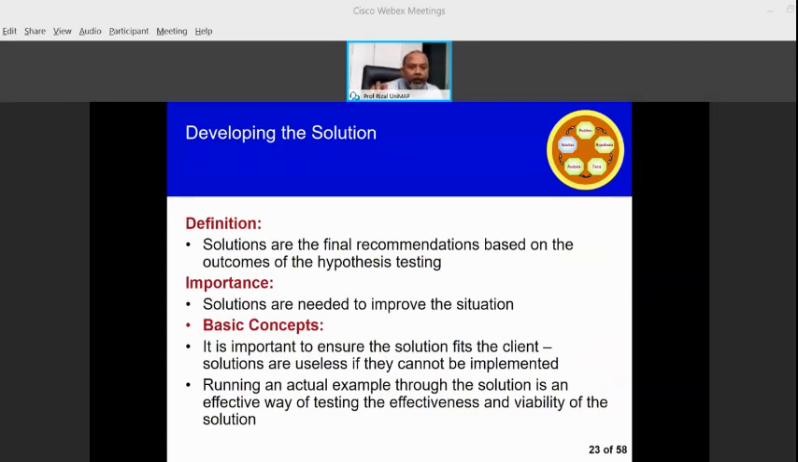And this is also how we guide our students or how we do research. We talk about retrieving the problem, generating hypotheses, collecting the data, doing the analysis, and achieving the solutions, or arriving at probable solutions. So solutions are the final recommendation based on the outcome of the hypothesis testing, based on the data that we have analysed. So then we reach a conclusion.